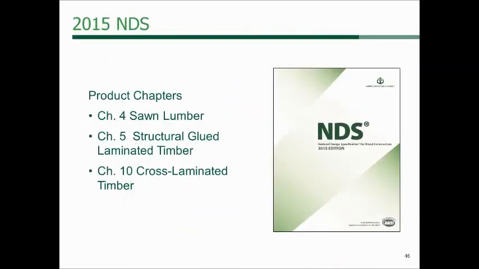Under the NDS, we have some recorded webinars actually on the 2015 NDS if you're interested, but given the products that we're talking about today, we would have the nail-laminated timber that would be under the Chapter 4, sawn lumber. Then we have the glue-laminated, structural glue-laminated timber in Chapter 5, and then cross-laminated timber would be under Chapter 10.